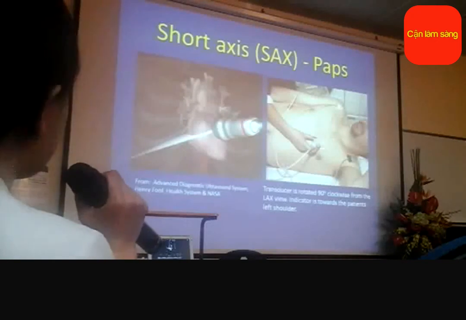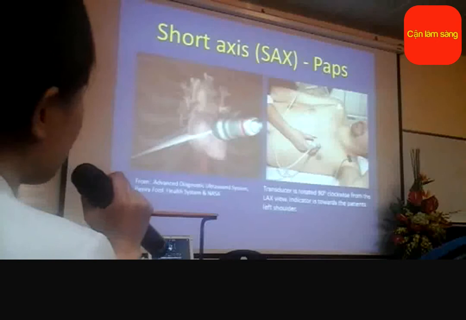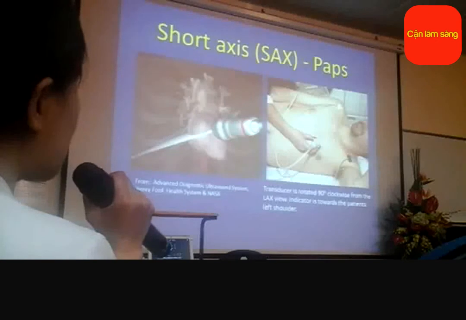And now the indicator on the transducer is pointing to the patient's left shoulder. Và như các bạn thấy, vị trí đánh dấu trên đầu dò siêu âm của chúng ta bây giờ sẽ quay sang bên vai trái.